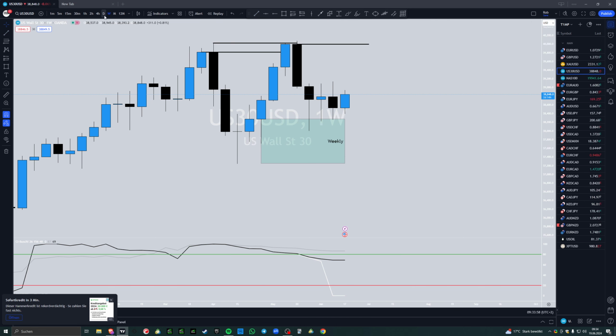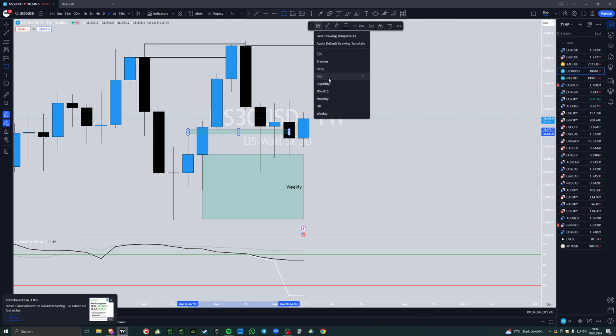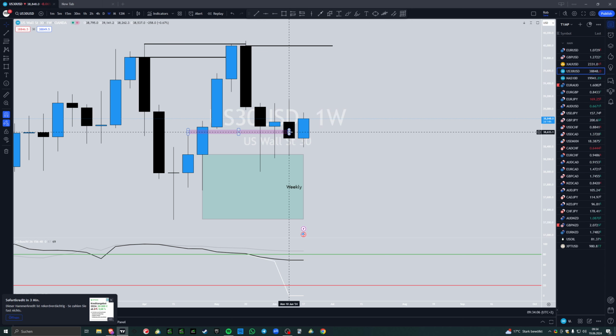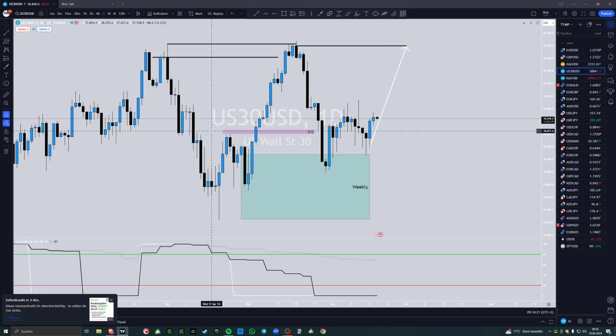However, on the weekly, yeah, we had this imbalance here. So external, internal, back to external, and then making a new all-time high. So that's what we can potentially expect.